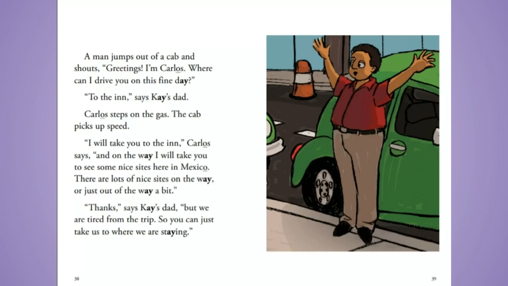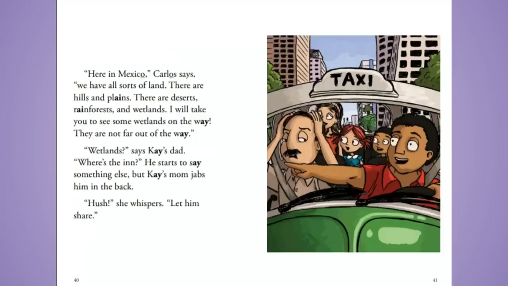Carlos steps on the gas. The cab picks up speed. "I will take you to the inn," Carlos says, and remember, the inn is the hotel. "And on the way, I will take you to see some nice sights here in Mexico. There are lots of nice sights on the way, or just out of the way a bit." "Thanks," says Kay's dad, "but we are tired from the trip, so you can just take us to where we are staying."